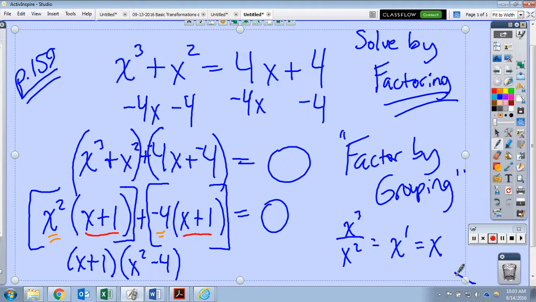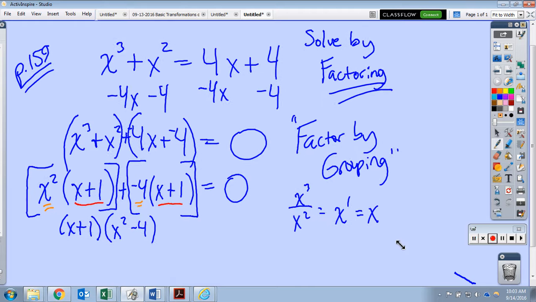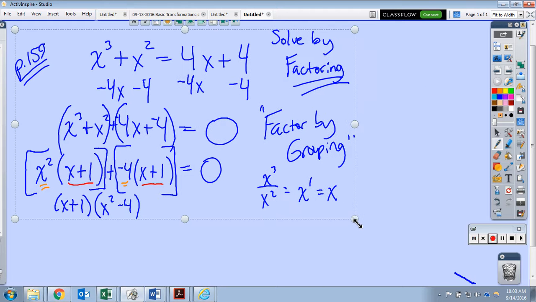For those of you in the back, please let me know if this is too small. Can you see that clearly? You good? On tape? Okay.